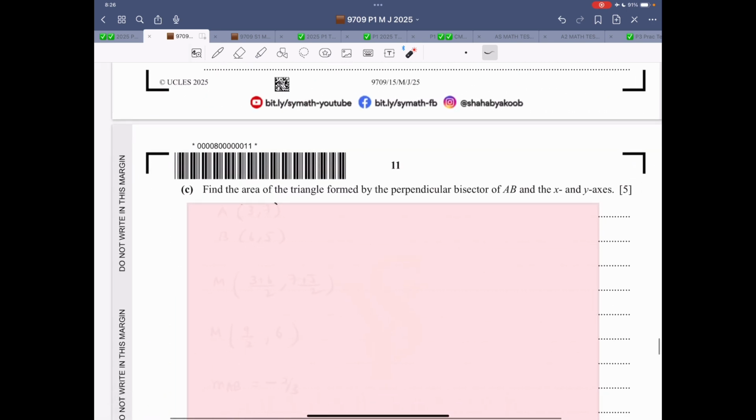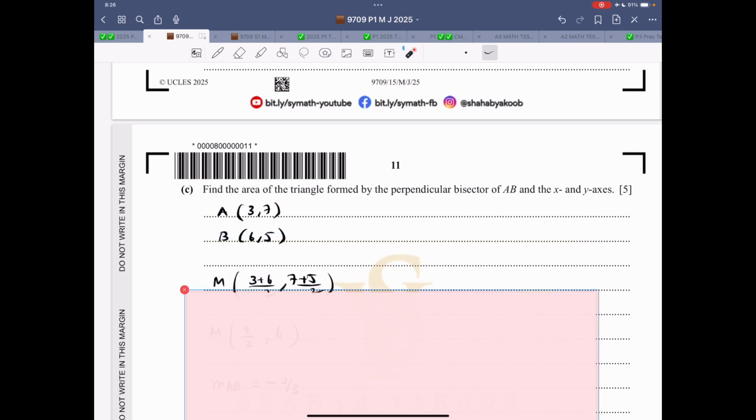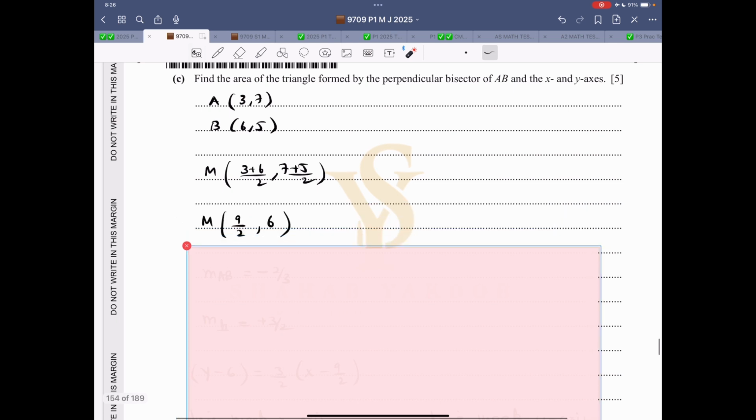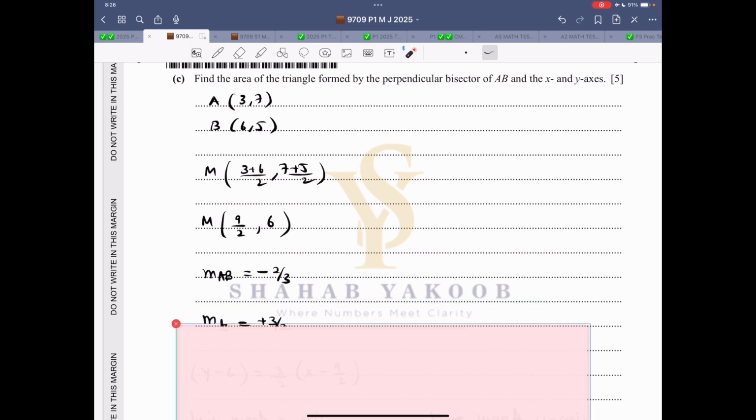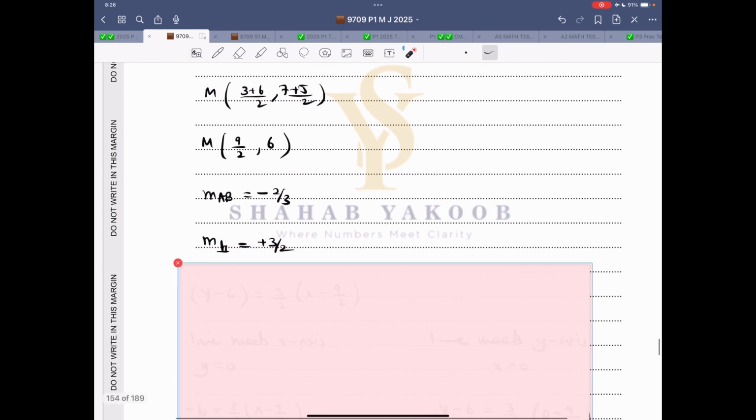Find the area of the triangle formed by the perpendicular bisector of AB and the x-axis and the y-axis. Now we have A, we have B. I found the midpoint of A and B. That is 9 over 2, 6. I found the gradient of AB. Actually, I did not find it. It was already given. So therefore, the gradient of the perpendicular is 3 over 2.